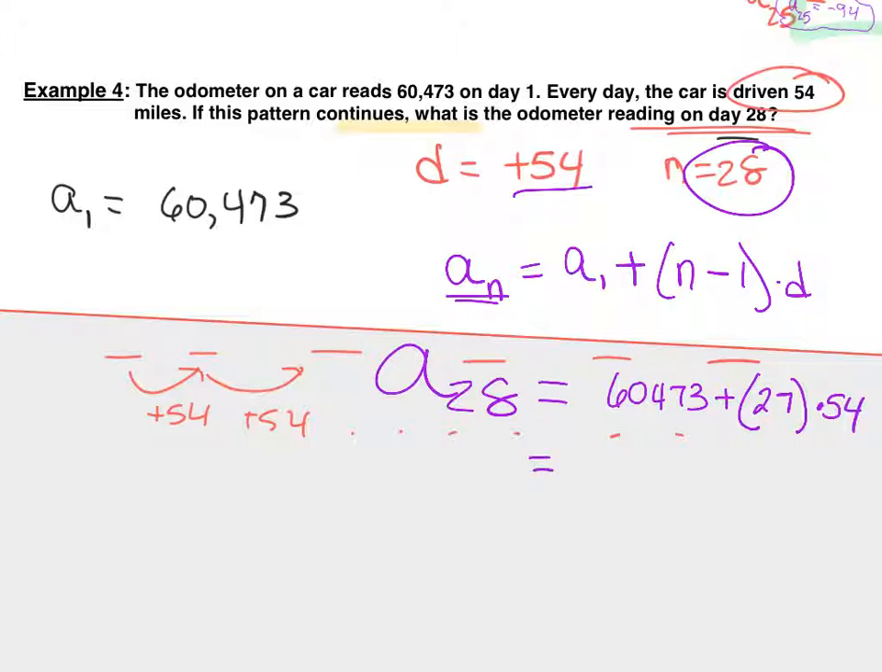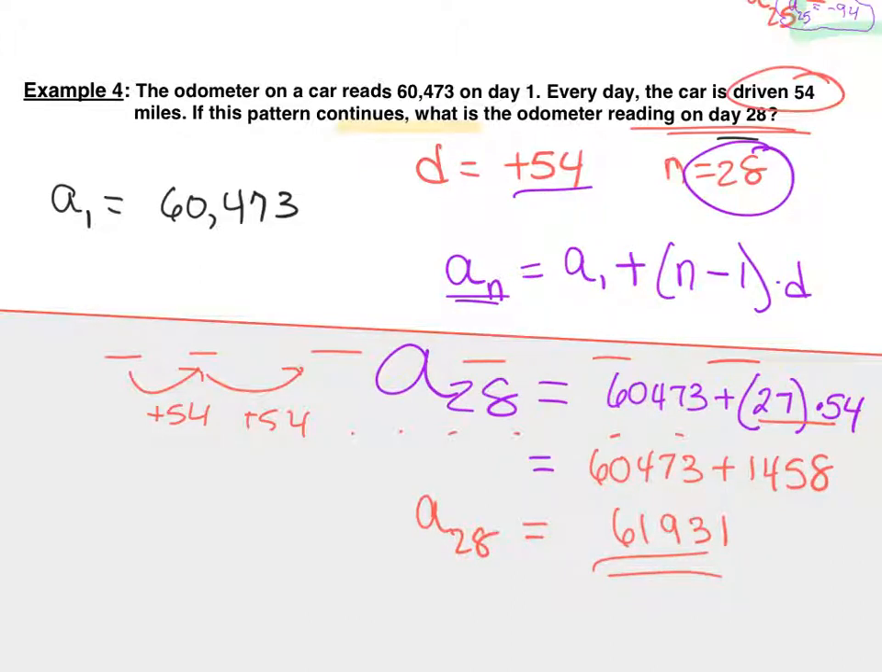And on your calculators, what is 27 times 54? 1,458. And now add that to 60,473. So I know that on the 28th day, my odometer is going to read 61,931.